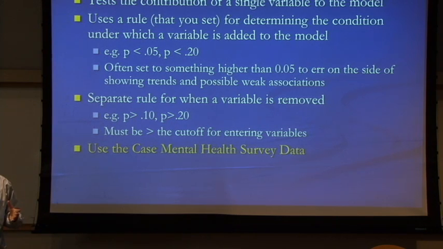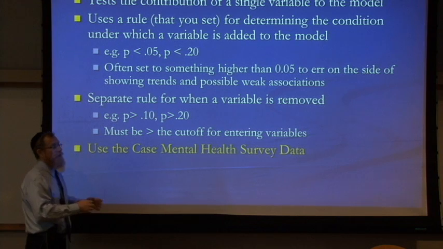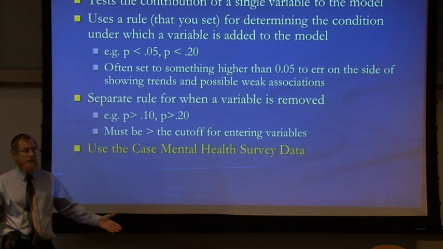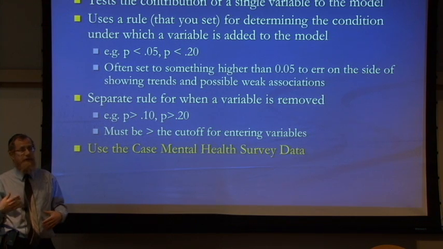If you've got a large pool of candidates and not many variables can be included, then you may set up very much stricter criteria for getting into the model. If you only need to eliminate a few from a large set of variables, you can be very liberal in your criteria for entering the model.